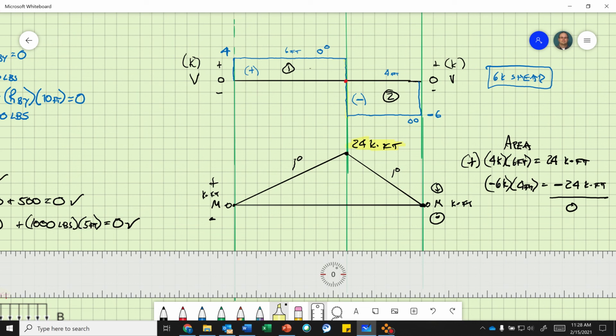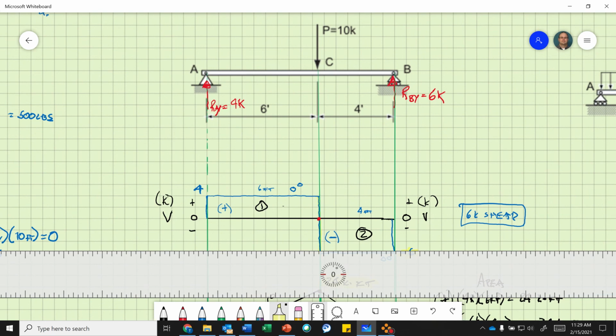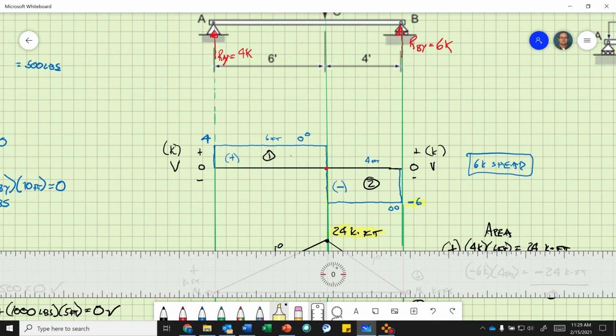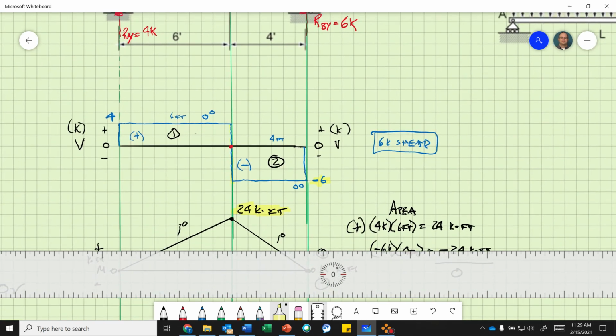But just knowing that the area underneath the shear curve equals the magnitude of the moment, I can use the area method, and as long as it has to go back to 0. So that is the shear and moment diagram. Again, how do I start? I have to solve these reactions using the original sign convention, and then anything pointing down is positive, anything pointing up is negative.